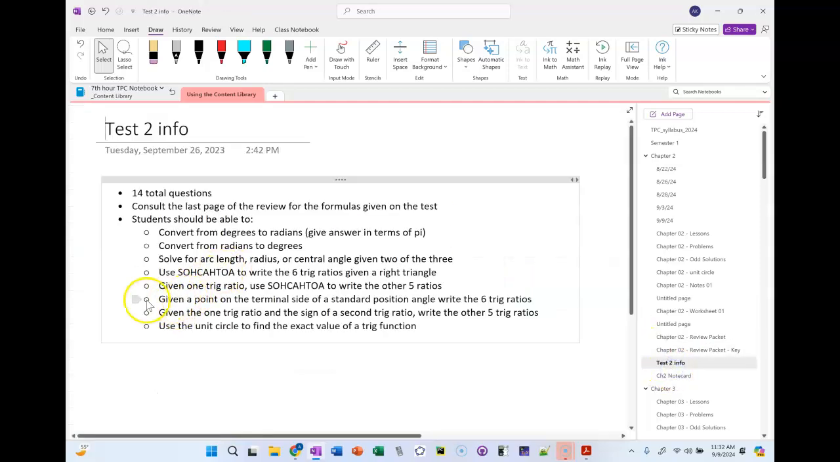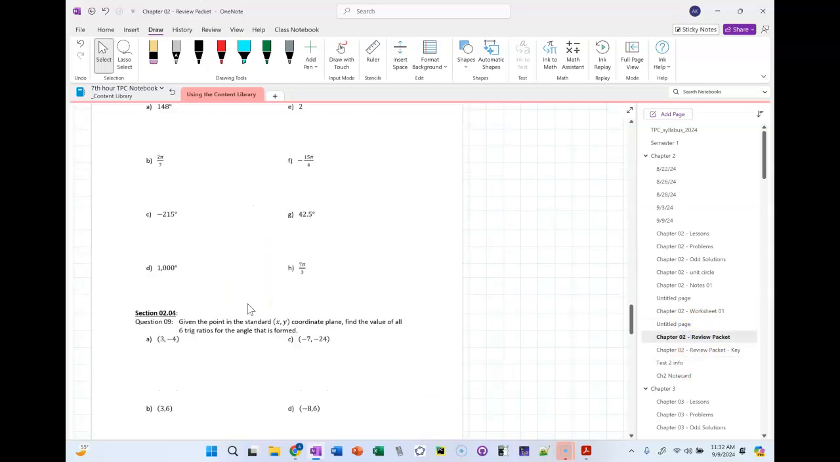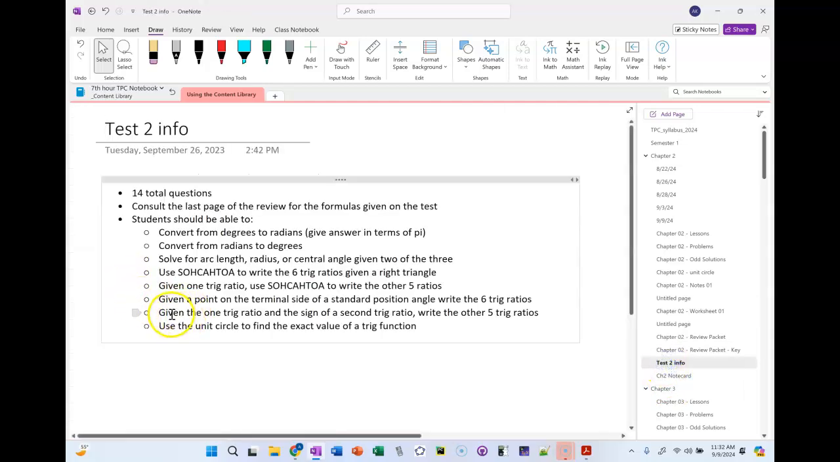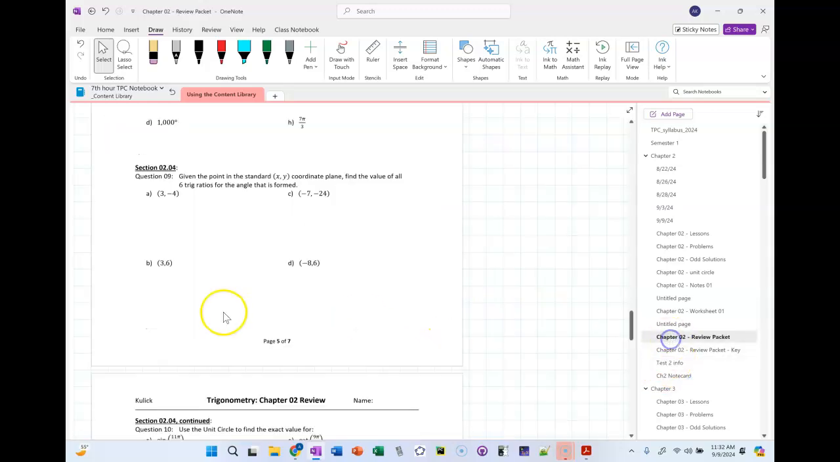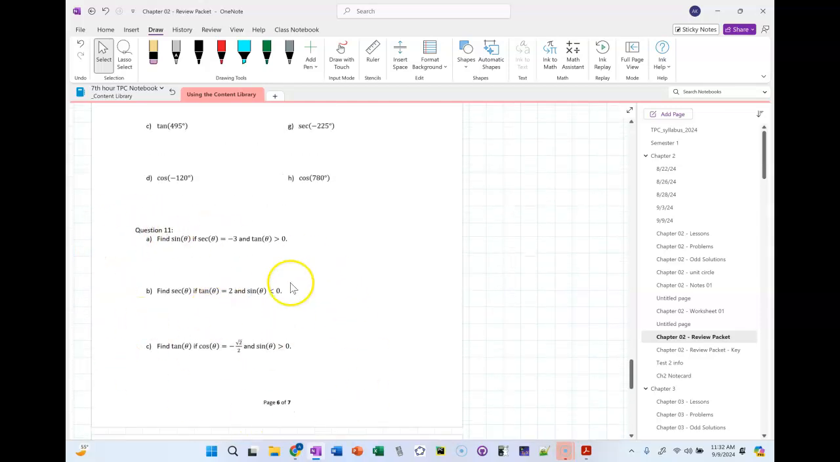The next one, given a point on the terminal side of a standard position angle, write the 6 ratios. That's just like the example problem Kier asked about. If you go down and look at, say, question number 9, it's asking the same thing. Then, given 1 trig ratio and the sign of a second, write the other 5 ratios. That's like question 11.